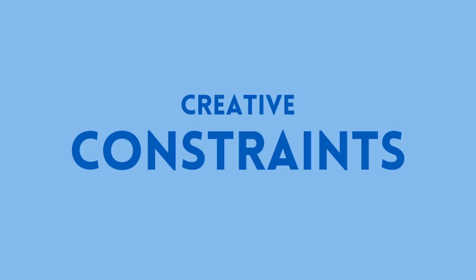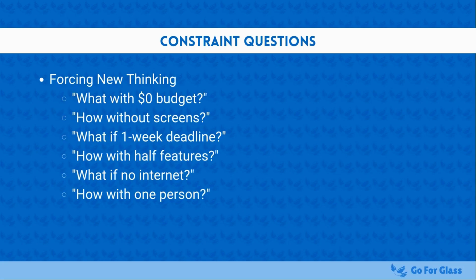Topic 3 is use constraints creatively. As an entrepreneur, your job is to think outside the box. The best innovations often come from limitations, such as asking things like, what would this look like with a $0 budget? Or how would I solve this if users had no screens? And what if I had to ship this in just 1 week?